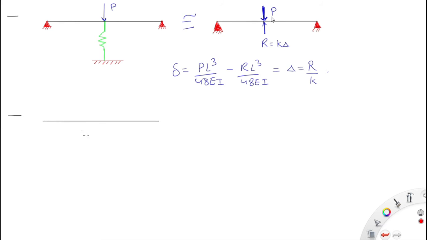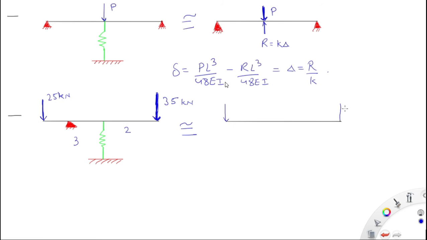So PL cube by 48 EI minus RL cube by 48 EI is equal to delta, which is equal to R by K. Because this R will give upward deflection and this will give downward deflection, the maximum deflection has been equated, and this delta is equal to R by K, because R is equal to K delta. K is the spring constant, delta is the deflection.